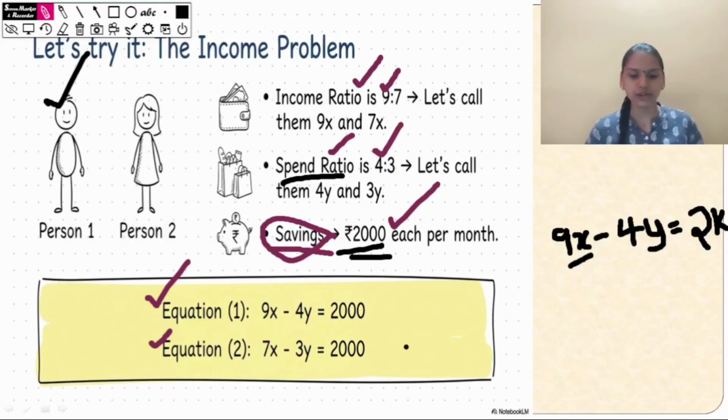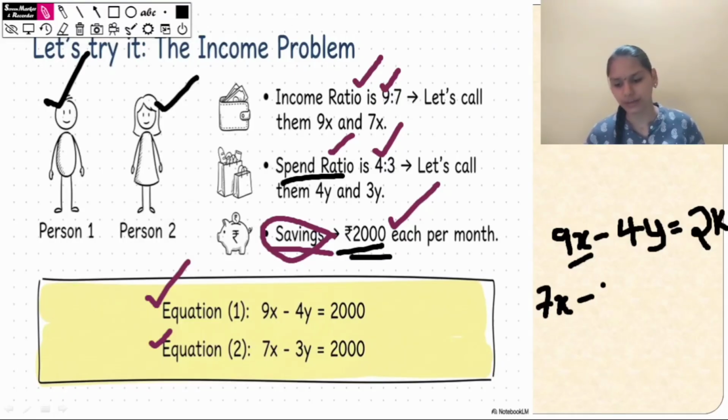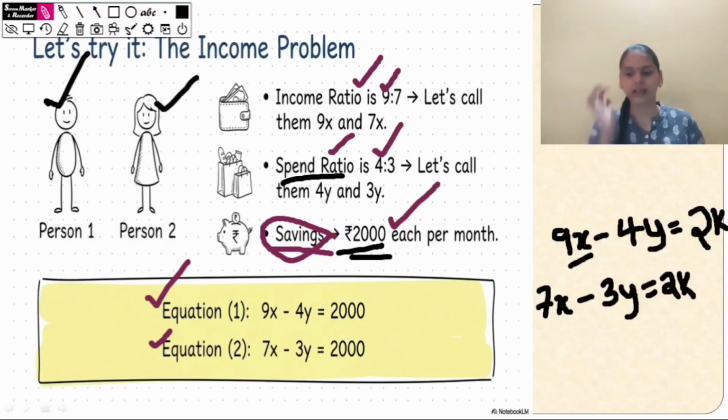Next, equation 2. Now we'll go to person 2. Her income is 7x. How much is she spending? She is spending 3y. And how much is she saving? She is saving 2000.